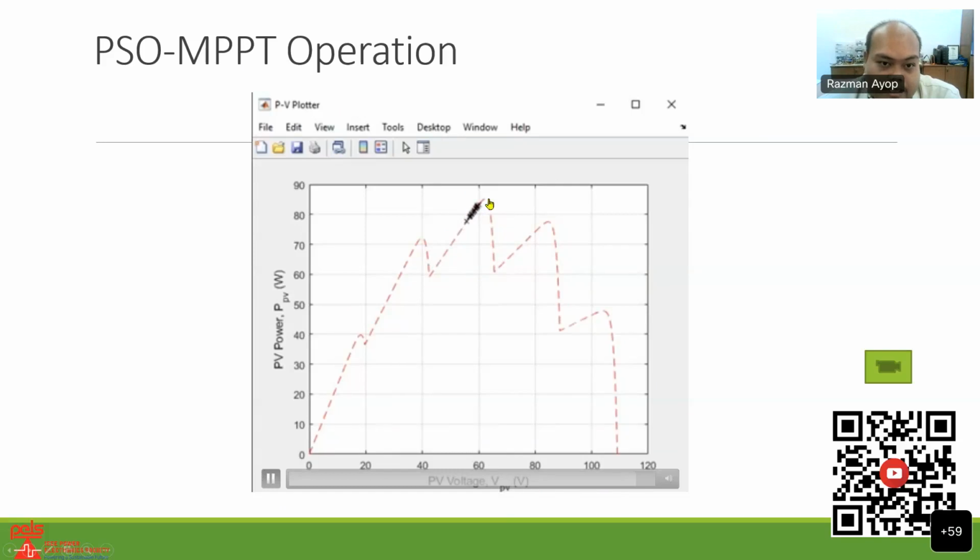So the advantage of PSO is basically we try to obtain the highest peak. If you use the PNO, for example, PNO cannot find the global peak. Usually it will start somewhere here or here, okay? But PSO can find the global peak.